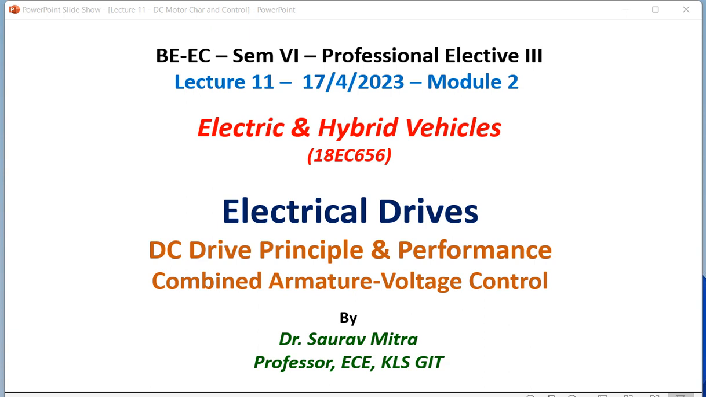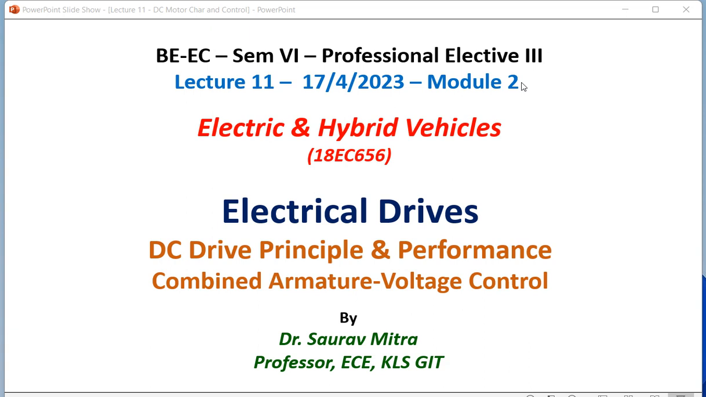In the previous lecture we have seen the fundamental principle of the DC motor. When a current carrying conductor is placed in a magnetic field, it experiences a force. So this is F is equal to B into I into L. On this principle the DC motor works. First we are going to see how the DC motor performs, what are the different characteristics of the DC motor, what are the types of DC motor, and towards the end we are going to find the application of DC motor in the EV field, that is in combined armature voltage control.